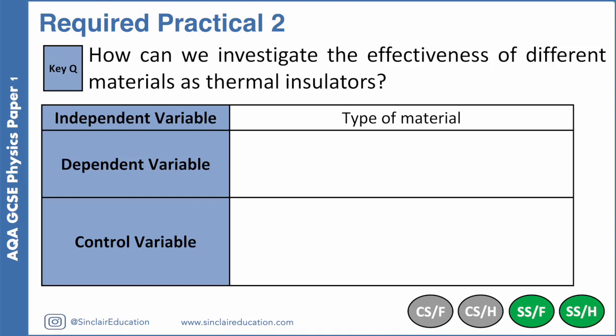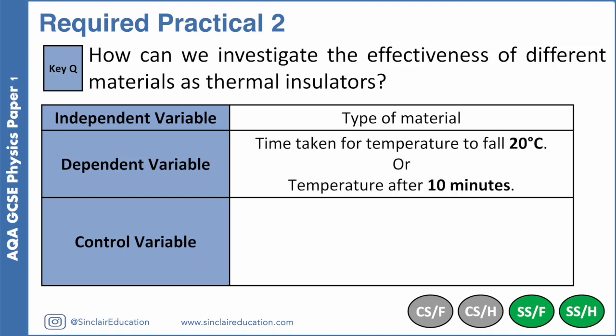Our dependent variable here can be either the time it takes for a temperature to fall 20 degrees in temperature, or you could say that it's the temperature after 10 minutes. Now the bit in bold you could change. We're either looking for how long it took to fall a certain temperature, or you could look at what the temperature was after a certain time. And you can pick there which your preference would be.